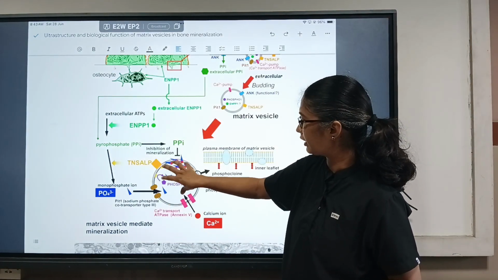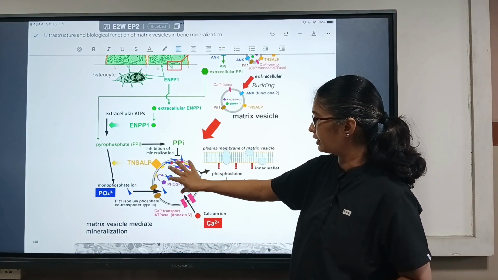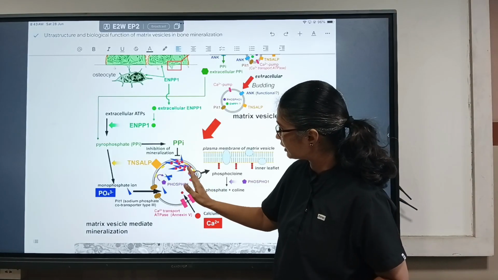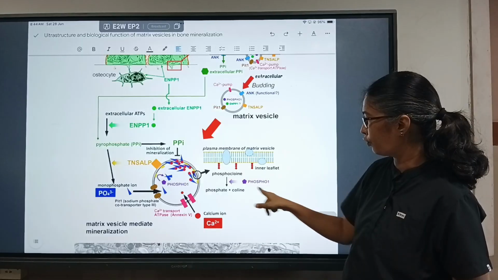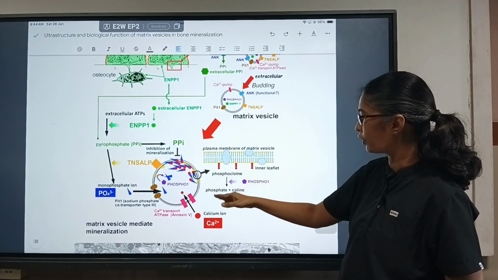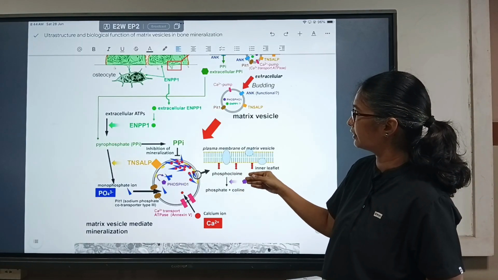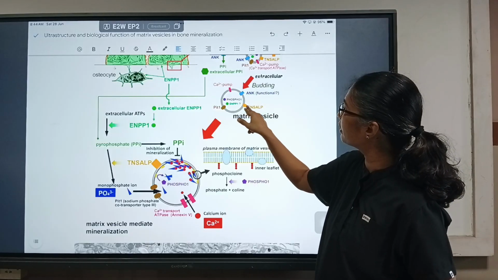So calcium and phosphate are saturated here and they form the crystal here. Now the crystals go out. For this, the plasma membrane of the matrix vesicle helps, where the PHOSPHO1 converts the phosphocholine into phosphate and choline. So this PHOSPHO1 acts here, and we see the TNAP.